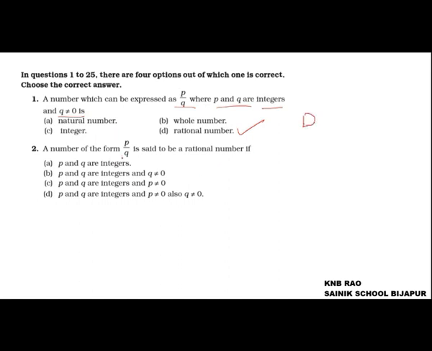Next, question number 2. A number of the form P by Q is said to be a rational number, with these conditions given. P and Q are integers, not sufficient. P and Q are integers and Q not equal to 0. P and Q are integers and P not equal to 0. P and Q are integers and P not equal to 0, also Q not equal to 0. In this, the right option is B. Only the denominator need not be 0.